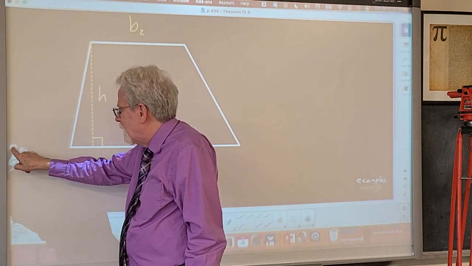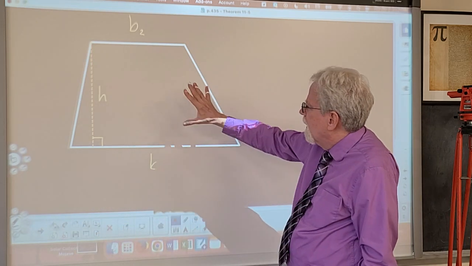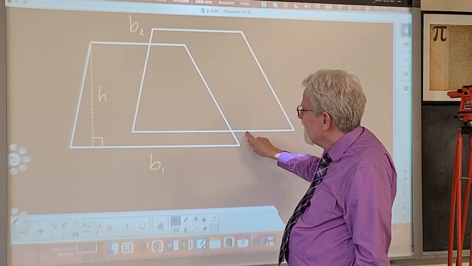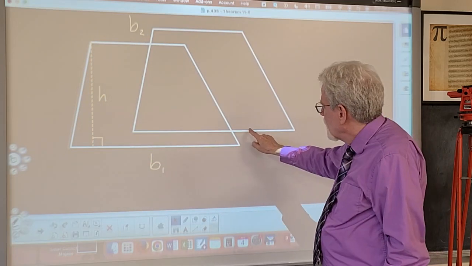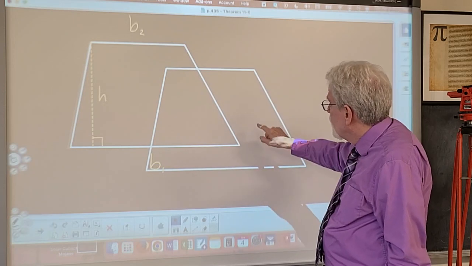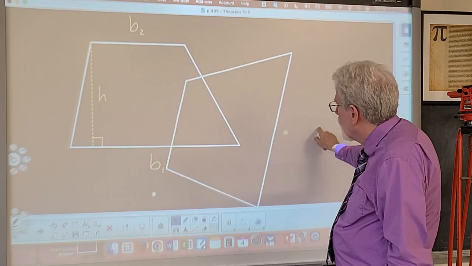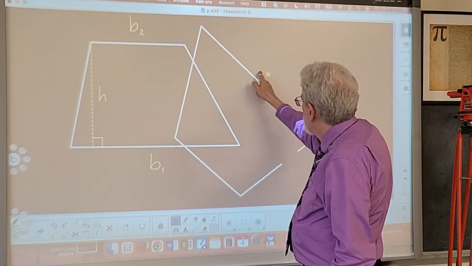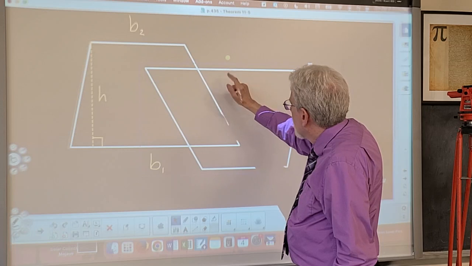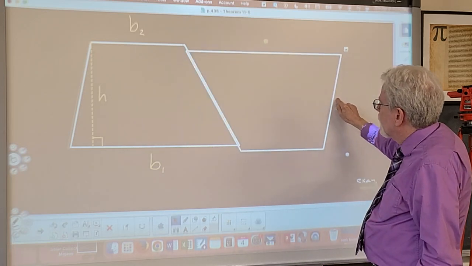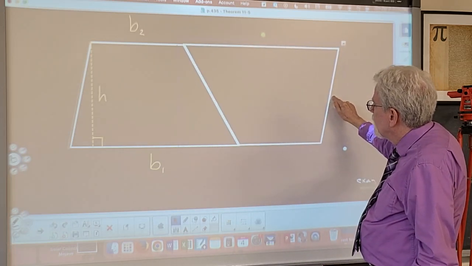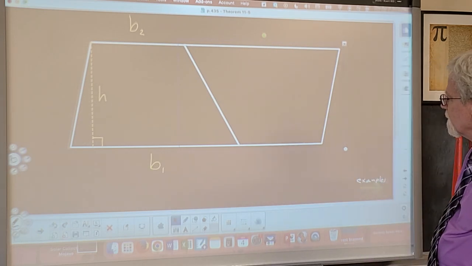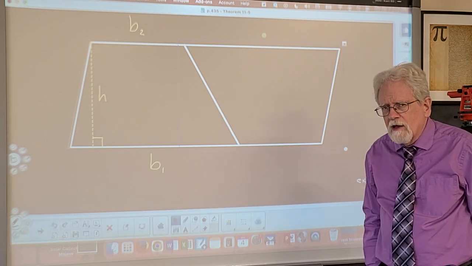Watch this. This is so clever. We're going to make a copy of this trapezoid. Look at that. Now we're going to take that copy and flip it around like this. Oops, dropped it. I hit that dead spot in the board. There we go. And now I'm going to move it over here and put the two together. What's that? Well, that's a parallelogram.